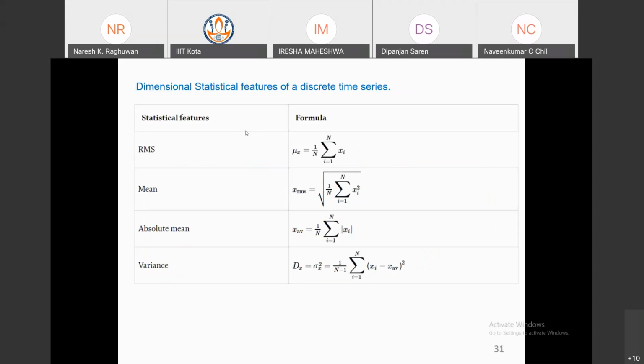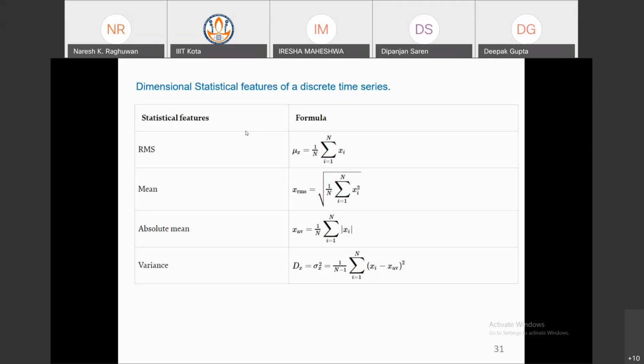these are the time domain signals. If you consider the discrete time domain signal, you can calculate the RMS. Sir, I think you have interchanged the formulas of mean and RMS. Yes, that is wrong. The mean value, and the RMS is the root mean square. So the second one is the RMS value, and the mean is the above one. So these are statistical parameters.